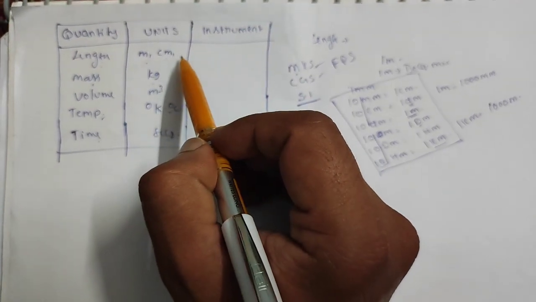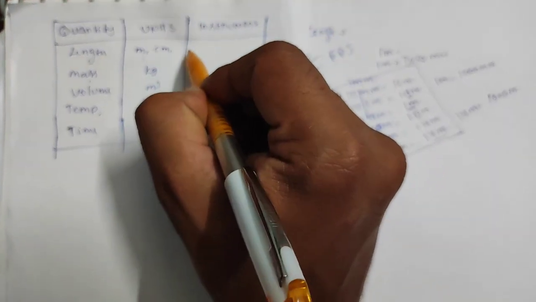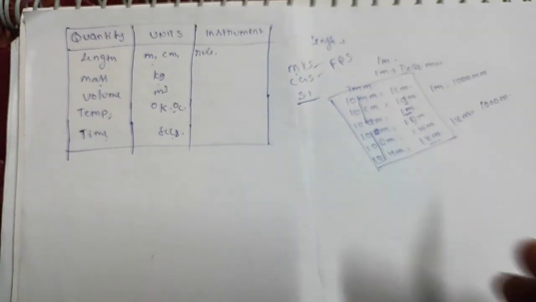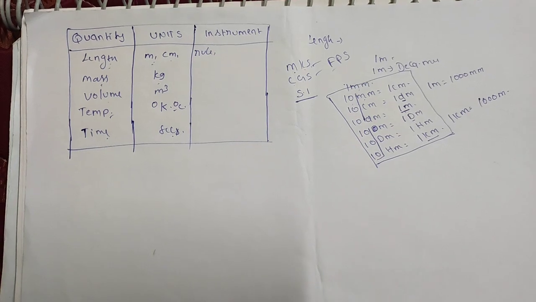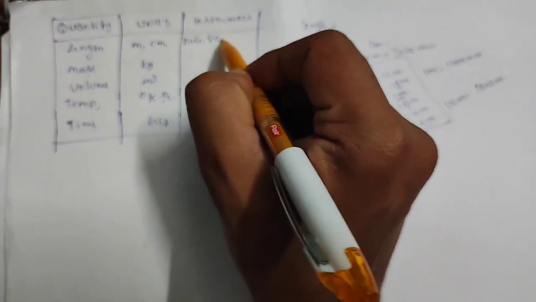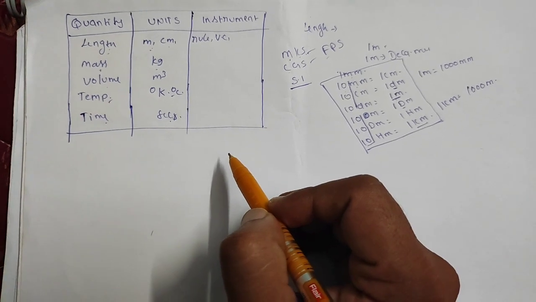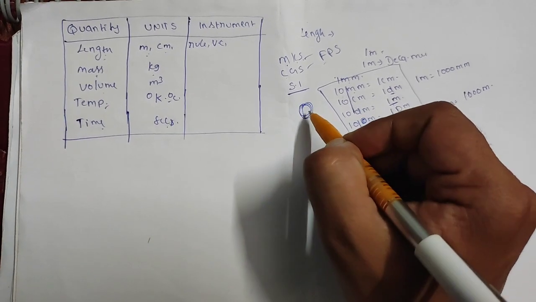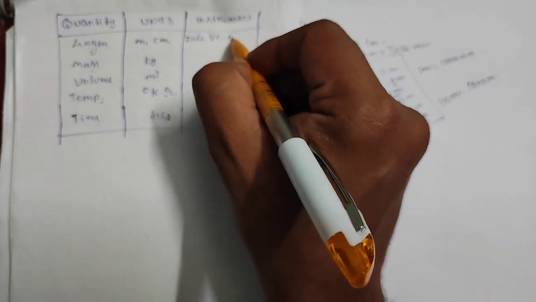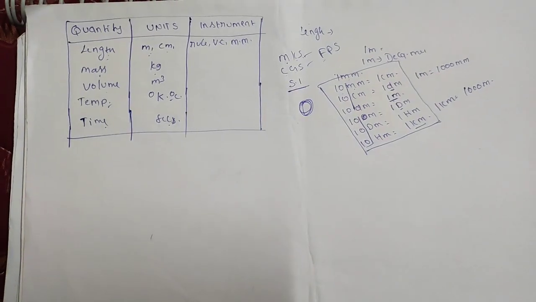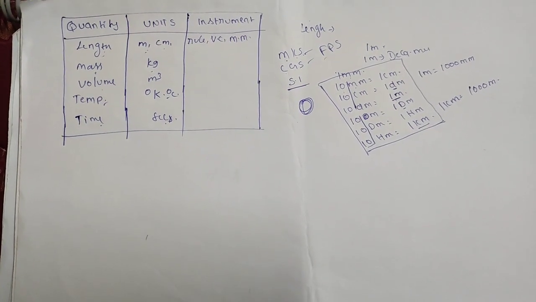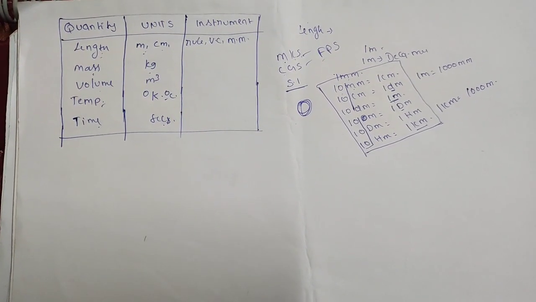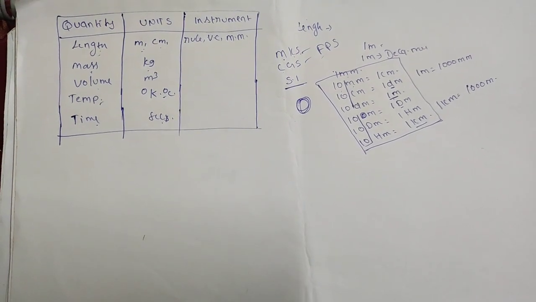If I want to measure length, what instruments can I use? I can use a steel rule. I can use VC, vernier calipers. If I want to measure any sphere or spheroidal diameter, I need to use a micrometer. All these things are needed in your general physics. So to measure length we are going to use vernier calipers, steel rule or micrometer.